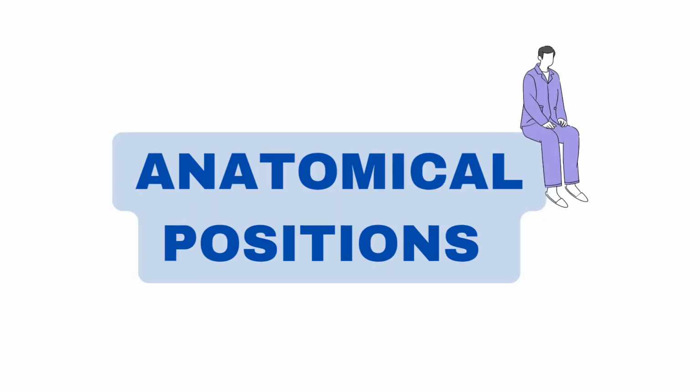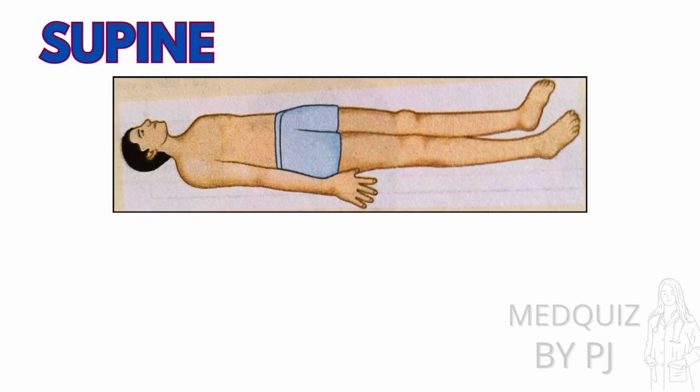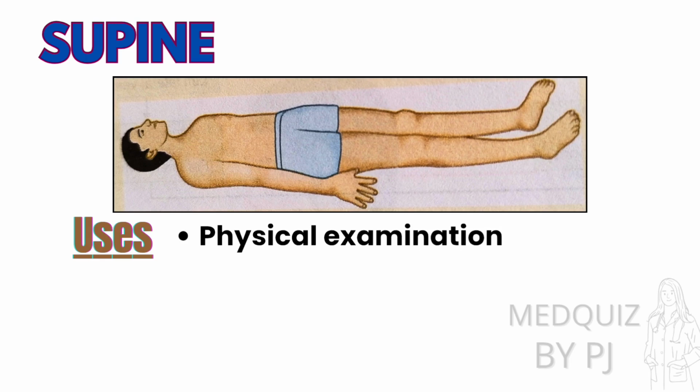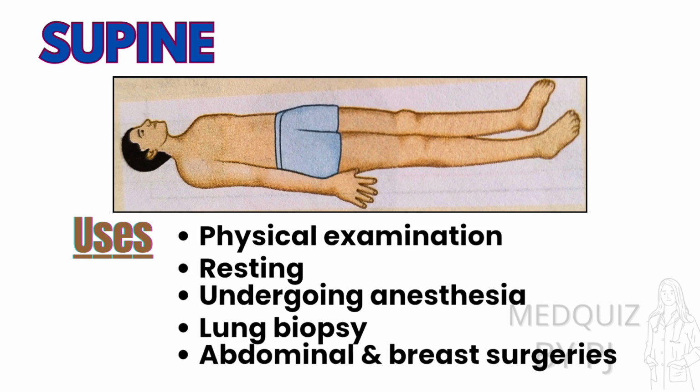Anatomical positions. Supine position. It is a back-lying position with arms on the side. Uses. Physical examination. Resting. Undergoing anesthesia. Lung biopsy. Abdominal and breast surgeries.